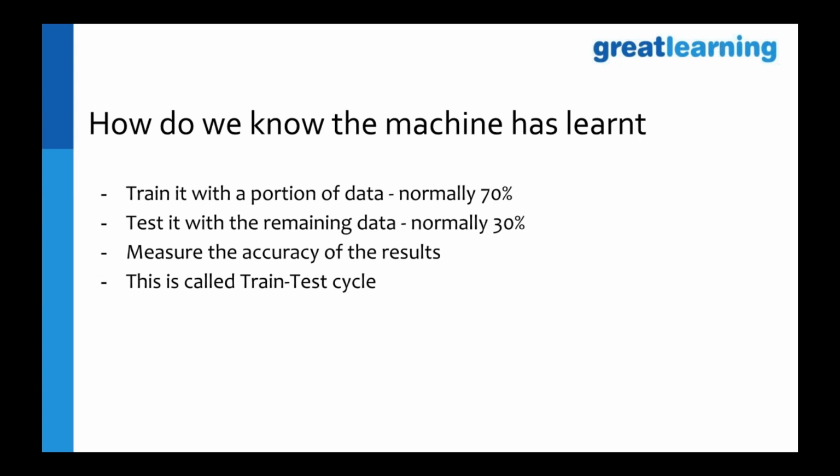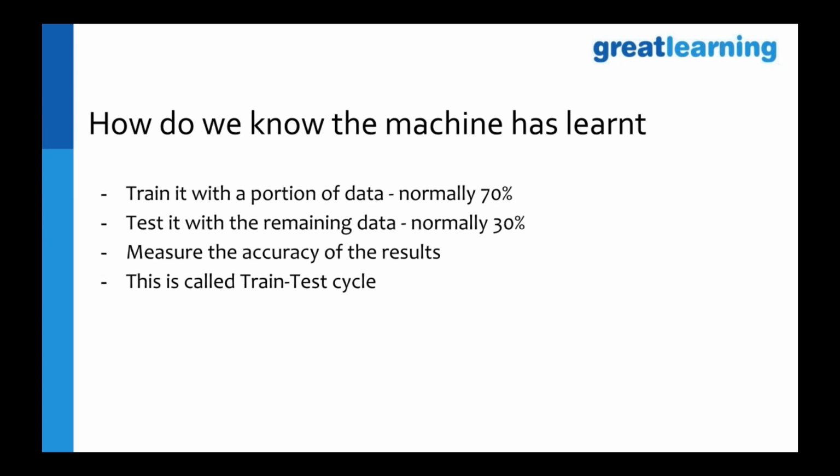So when we learn something, to see how well we have learned it, we go and give tests, we evaluate ourselves, right? We do the same thing with machines. Let us say we have 100 data points. We don't give the machine all the 100 data points upfront. We give it a portion of it, maybe 70% of those data points. We say, okay, learn from this. Then we test it with the remaining 30%, right?